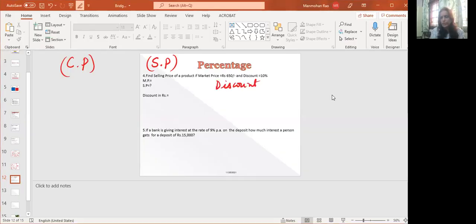Discount is again calculated on market price. 10% of what? That is very important, na? 10% of 650 rupees. This is a discount you get, money. It is in rupees. How much is 10%? 10 by 100 multiplied by 650. The 10 and 10 get cancelled. How much is the money?